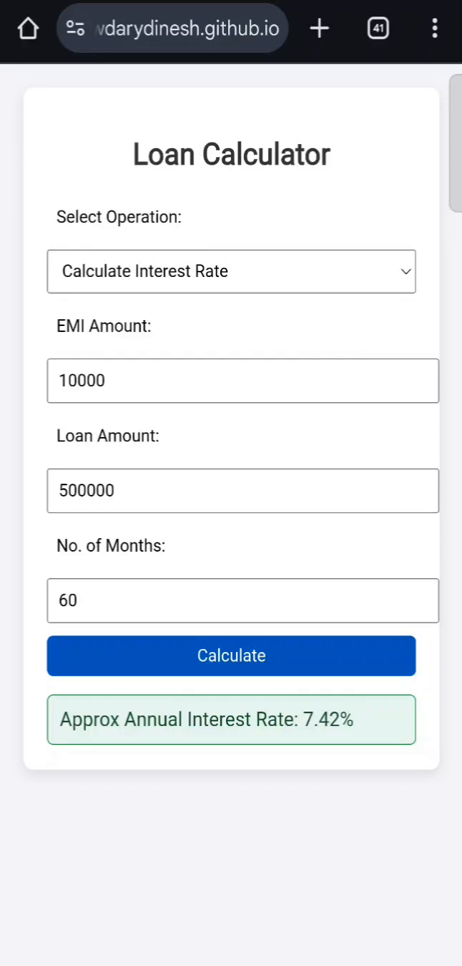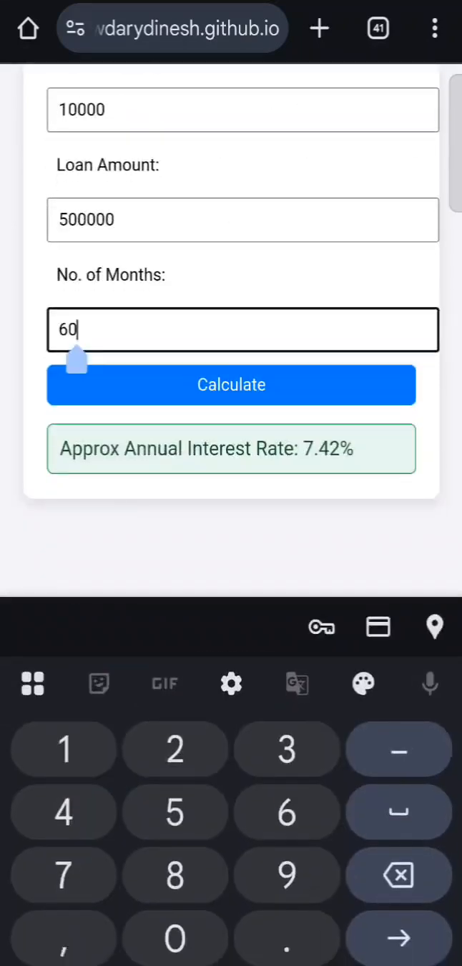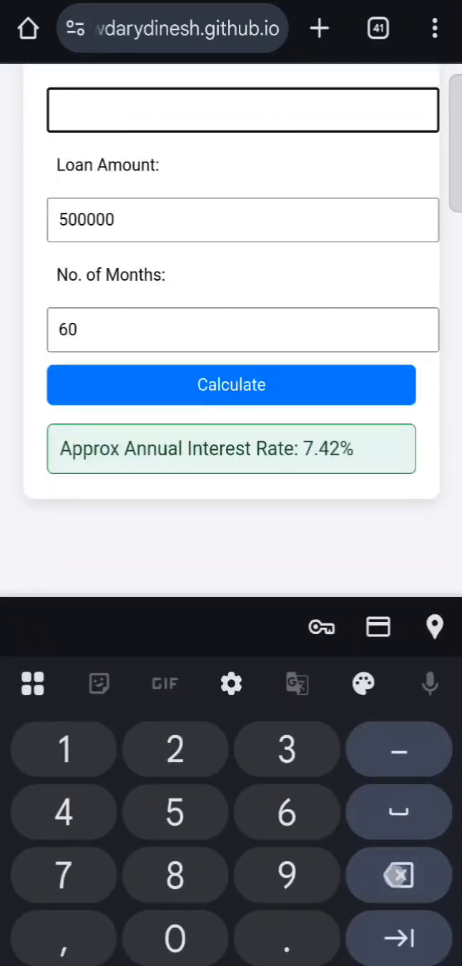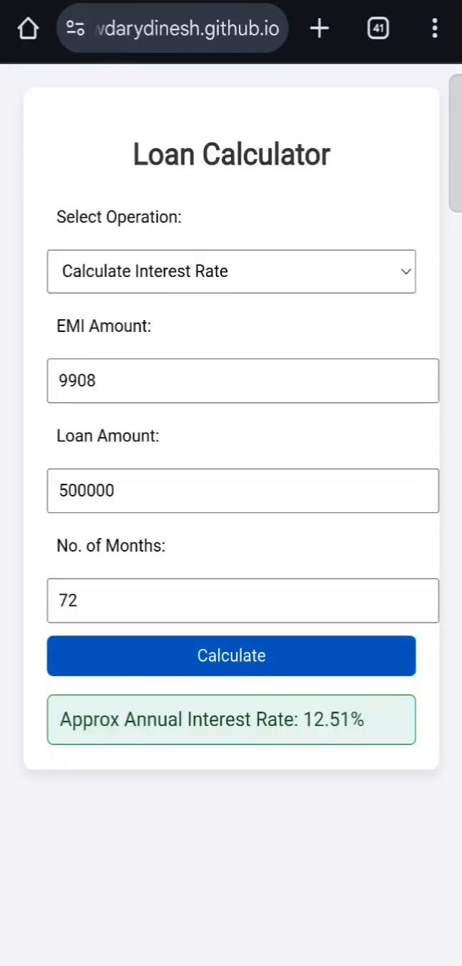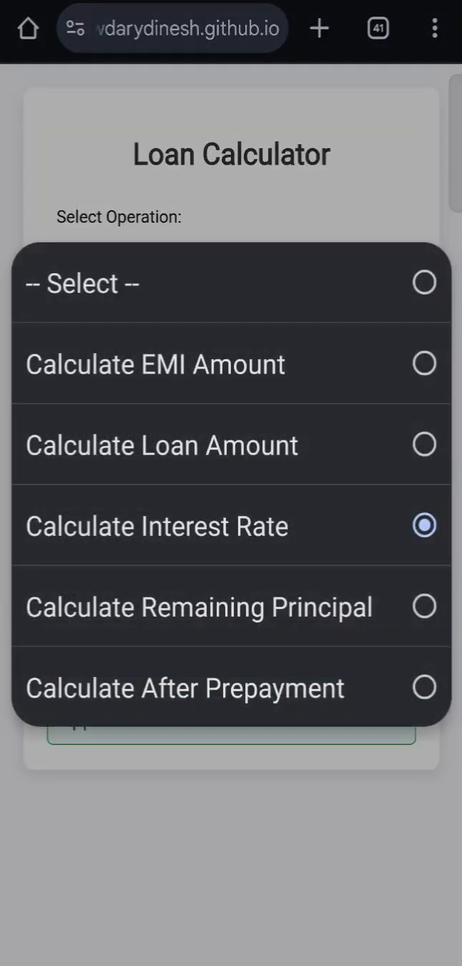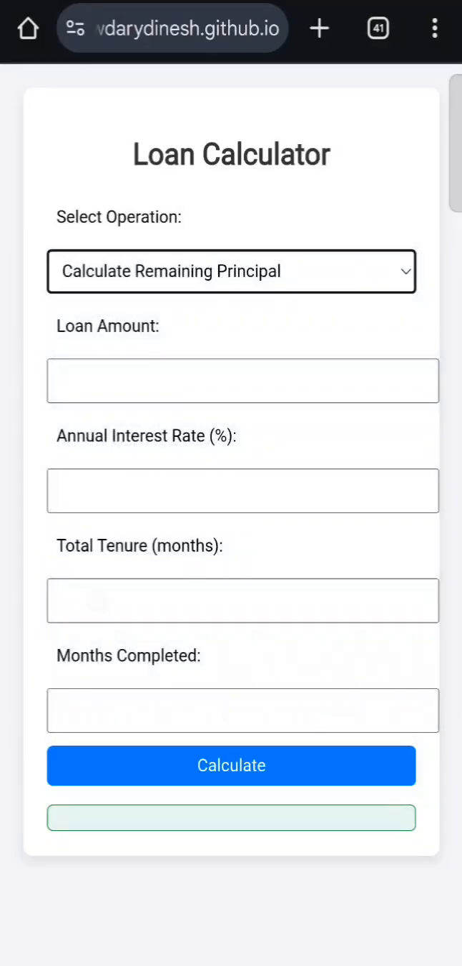So if you look at it, it's 7.4%. Obviously this is a very low percent, you won't get it in a personal loan, but I'll just take the example of the loan which I've seen for 5 lakhs. So this is the EMI amount the person is paying, and he has taken it for 6 years. The loan amount is 5 lakhs. If you look at this, he is actually paying at an annual interest rate of 12.5%. So that is another useful scenario where you want to find out how much the bank is charging you. So let's come to the next functionality, which is calculate the remaining principal.